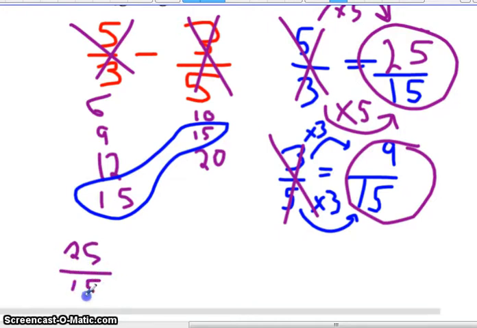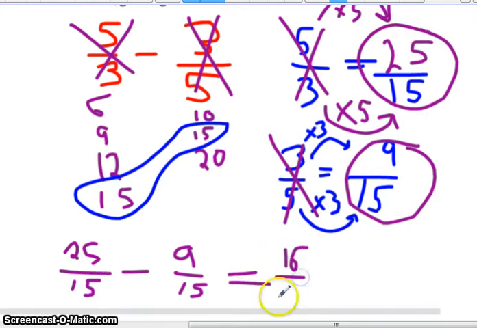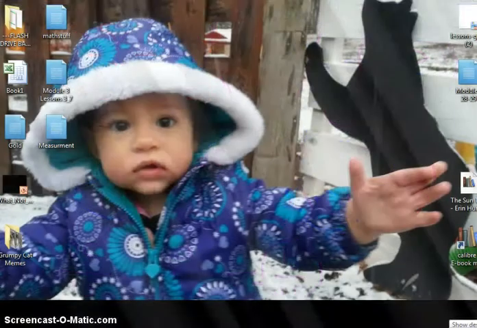25/15 minus 9/15. And since the bottoms are the same, you don't have to do anything to the denominator. You just are subtracting the numerator. So 25 minus 9 is 16 over 15. And that's how you solve it.